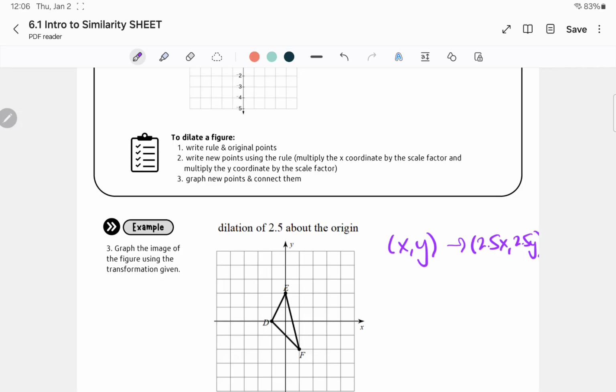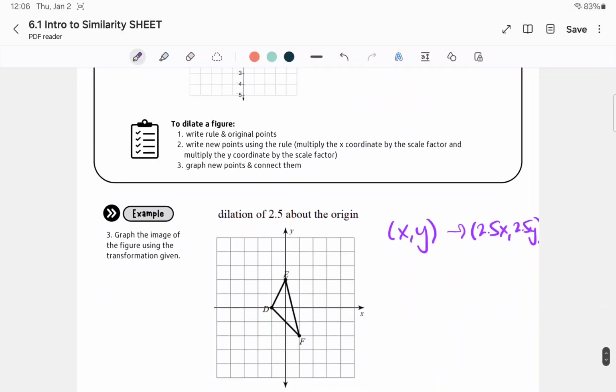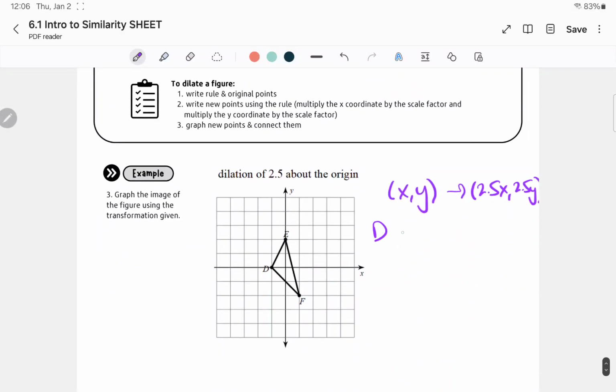Okay. And then we're going to write the new points using the rule. Oh, sorry, we didn't write the original points. So we're going to write the original points, which are D, E, and F. So D is -1, 0. E is 0, 2. And F is 1, -2. And now we're going to multiply each number by 2.5.